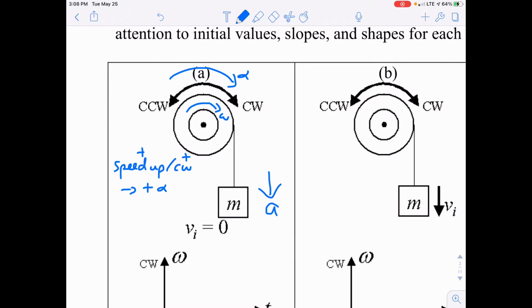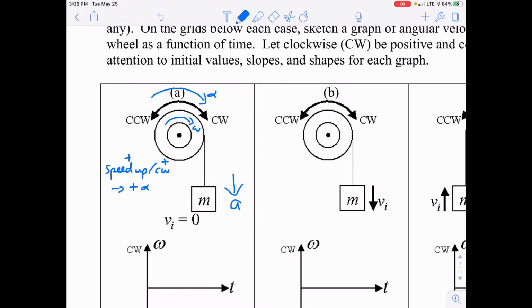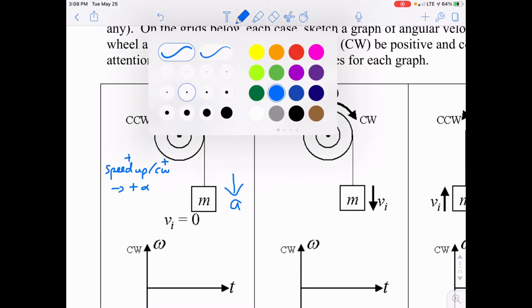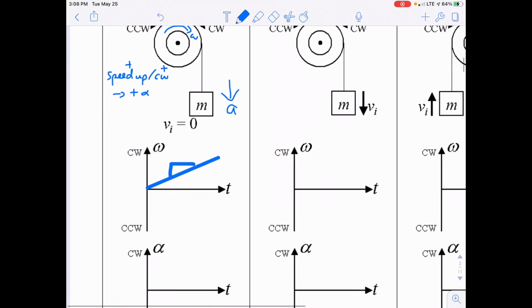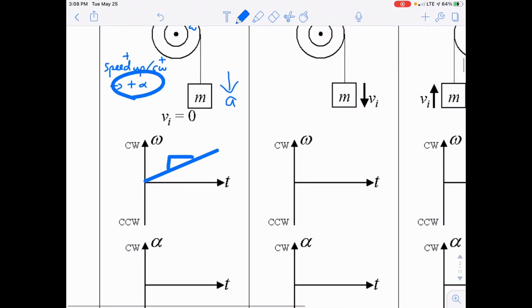Okay. Now, what is that going to look like as far as a graph is concerned? Well, if I'm starting from rest, it means I'm starting with constant acceleration, so I should see a constant slope showing the constant acceleration for omega versus time. It's positive acceleration, so constant positive is graphed as a horizontal line above the t-axis for the same length of time.